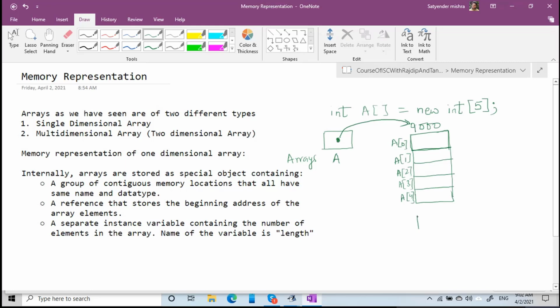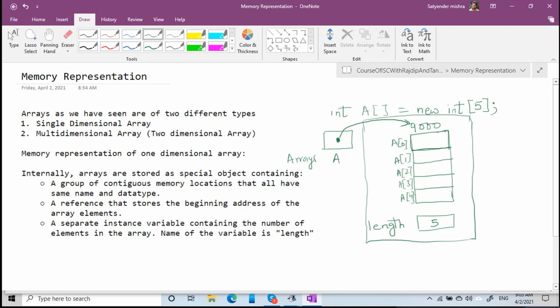And this variable is called length, and it contains 5, right? And this whole thing is called an array object. This whole thing is called an array object.